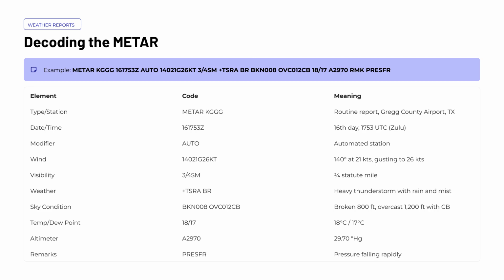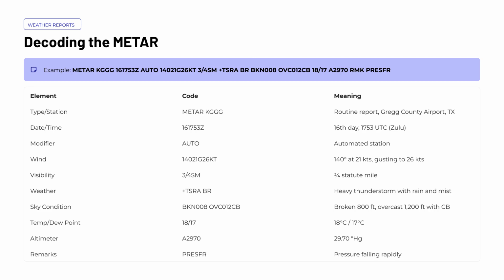The date-time group, 161753Z, means this report was issued on the 16th day of the month at 1753 Zulu, or UTC. The modifier AUTO tells us this came from an automated station with no human observer on site. Moving to wind, 14021G26KT means the wind is out of 140 degrees at 21 knots, gusting to 26 knots. Visibility is reported at 3/4 of a statute mile, which is quite low.